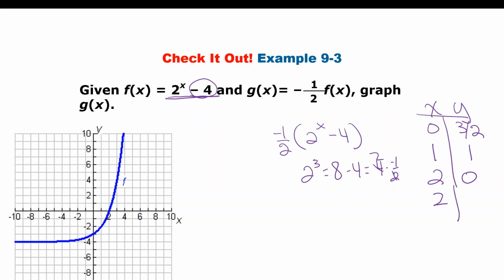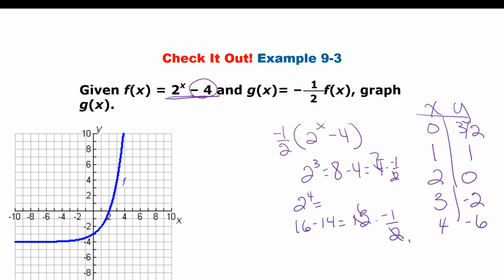Let's see, let's get this right. When x is 3, y is -2. And we'll just do one more. When x is 4, 2 to the fourth power would be 16, minus 4 equals 12, times -1/2. That's going to be -6. So when x is 4, y is -6.